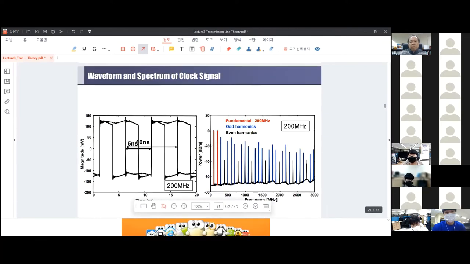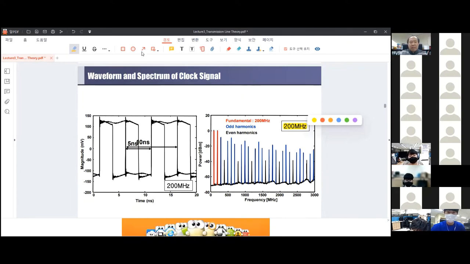This is one of the measurements I did a very long time ago. At the time, we generated a 200 megahertz clock. That is not a very high frequency clock. These days, we have to deal with clocks of more than 20 gigahertz. This is maybe 10 times lower.